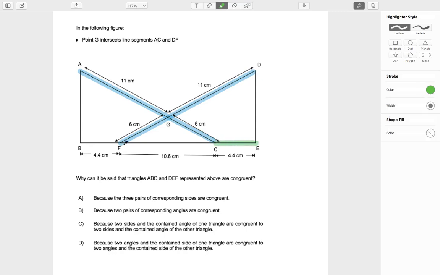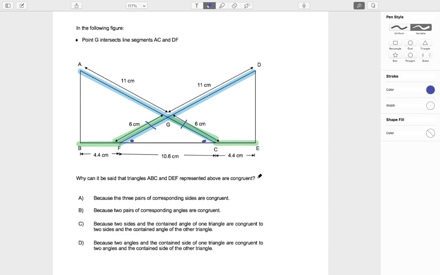And then if I look at the middle, I see that I have a 6 and I have a 6, which means triangle FGC is an isosceles triangle. So we know that these two sides are the same. By definition, I know that that angle and that angle are the same.